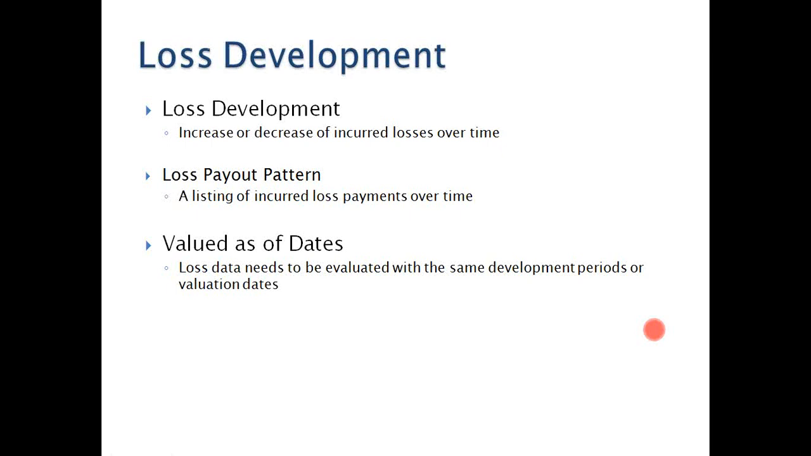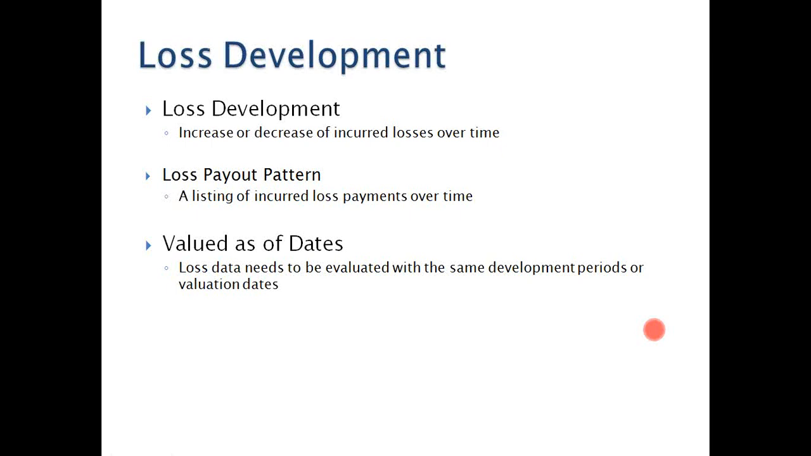The loss payout pattern is what we've mentioned before. It's how things are paid out, how quickly. Workers' comp will pay out over a longer period of time, and most money happens in the first 2 to 3 years, and then we have a much slower payout period in the last 5, 6, and 7 years.